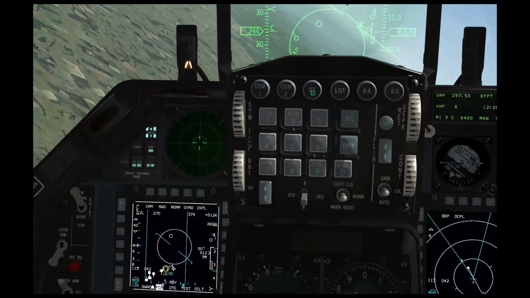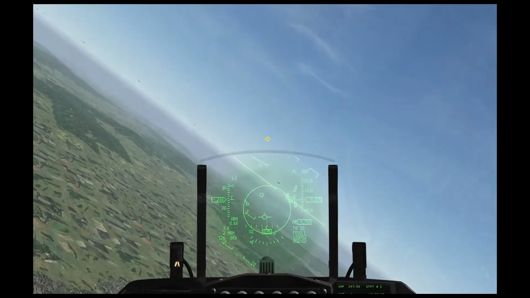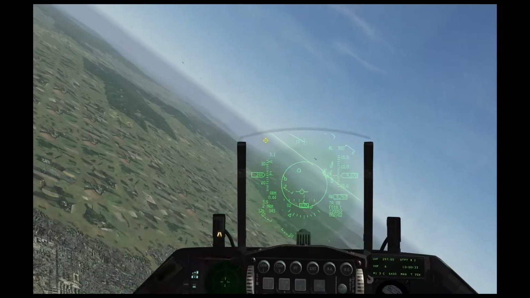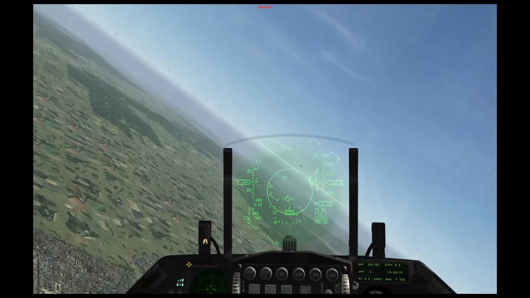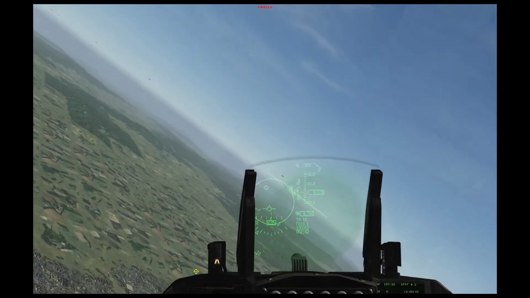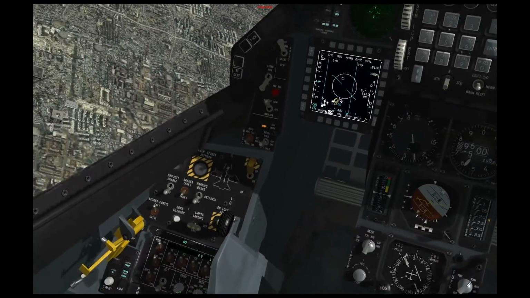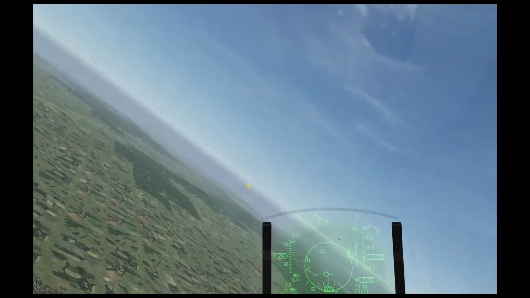Okay, now what we've done here is we've locked up a bomber that is off boresight right now. I'm going to go ahead and turn on my HMCS for a moment so I can show you where it is. It's right there. Oh, I might not have HMCS in this model. Okay, I don't have HMCS, but it's right there, if you can see it. It's a bomber, some sort of, yeah, it's a Tu-95 Bear, it looks like.